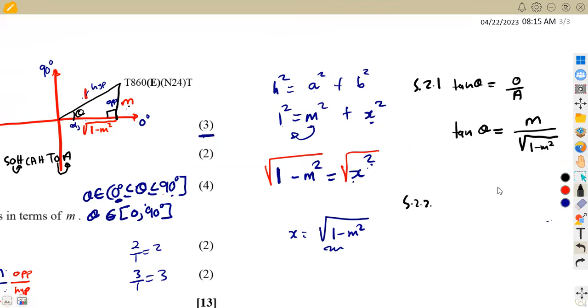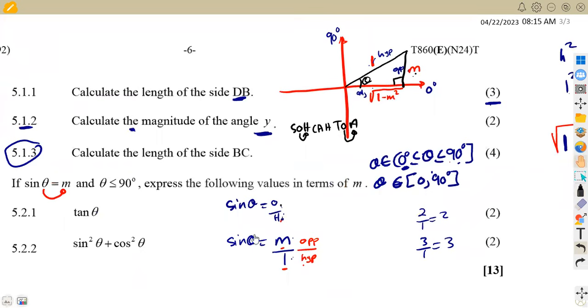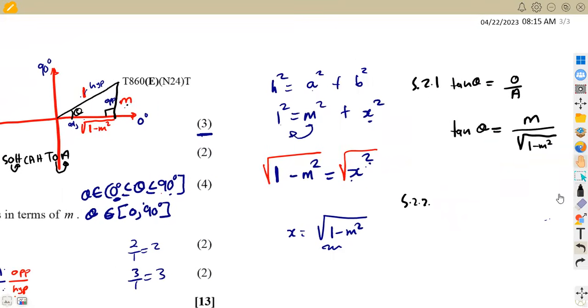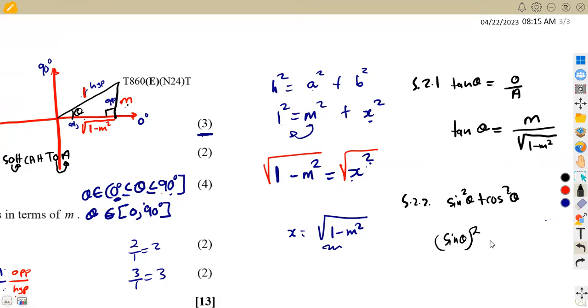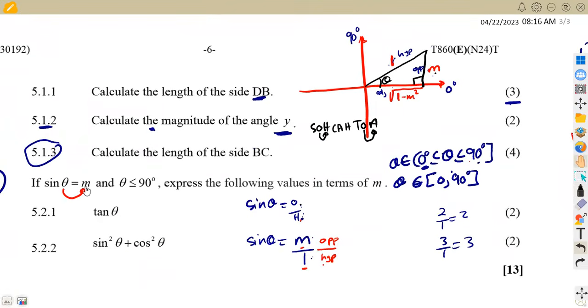We move on to the other question, which is 5.22. We are now given to calculate the sine squared of theta plus the cos squared of theta. If you are given a squared like this, it is the same as sine theta squared plus cos theta squared. The sine of theta, we are already given, or you can use the diagram, that the sine of theta is equal to m.